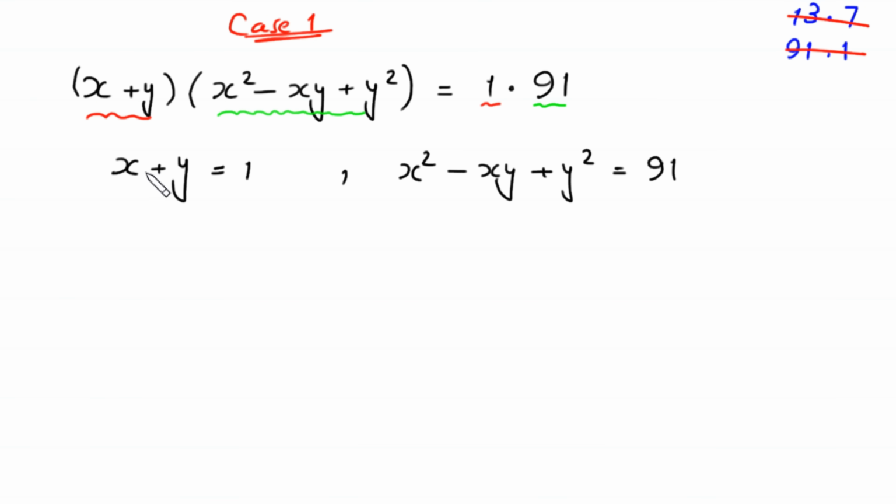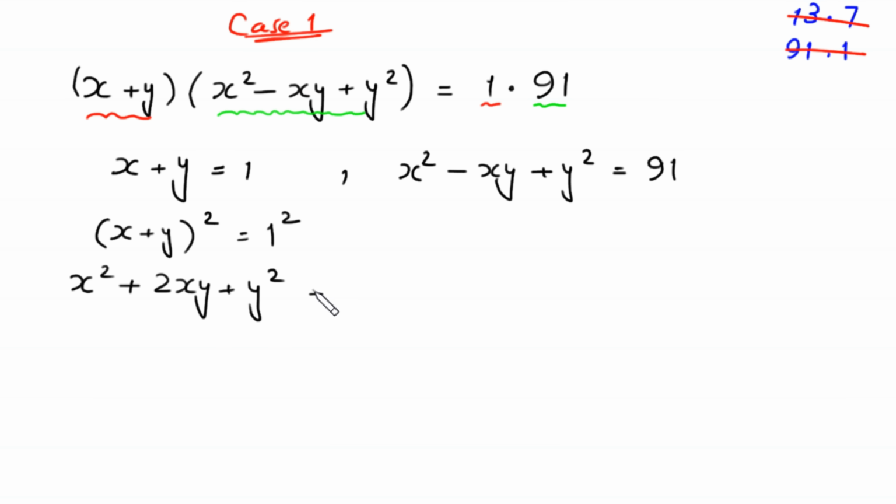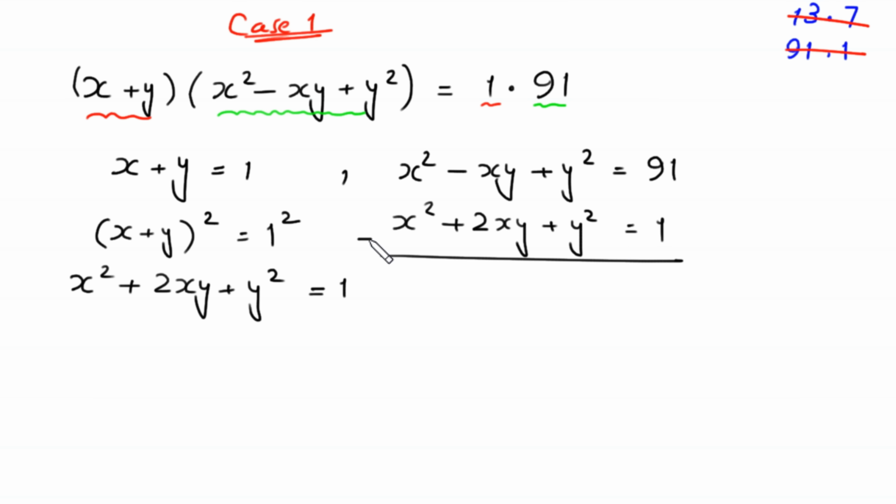Now we take square of both sides of this equation. (x plus y) whole squared is equal to 1 squared. This (x plus y) whole squared is equal to x squared plus 2xy plus y squared is equal to 1 squared, which is 1. Now we subtract this equation from this equation. x squared plus 2xy plus y squared is equal to 1, and we subtract these two equations.